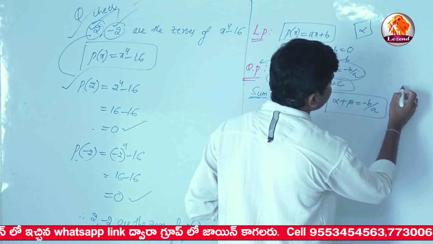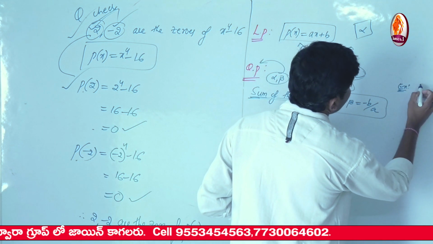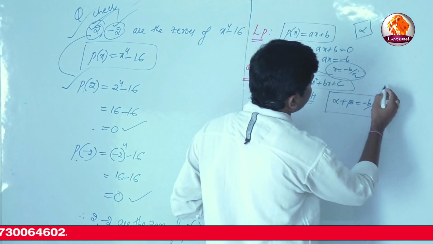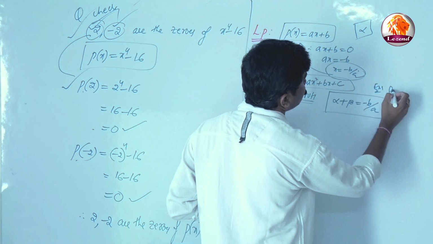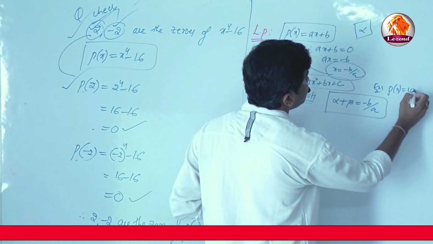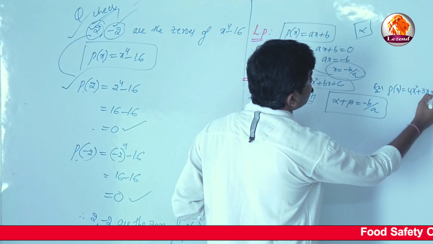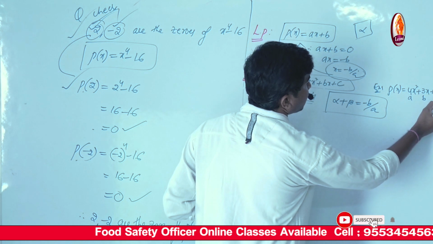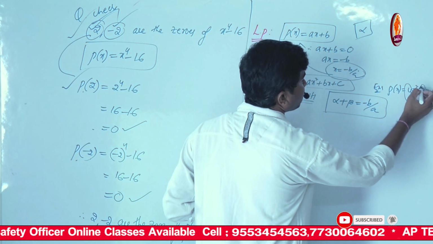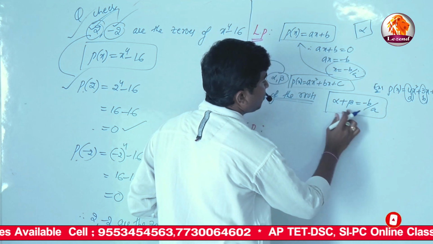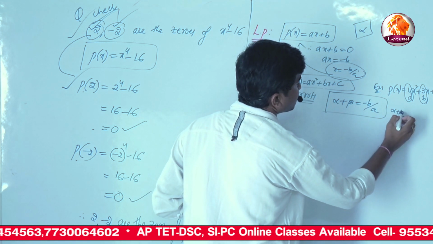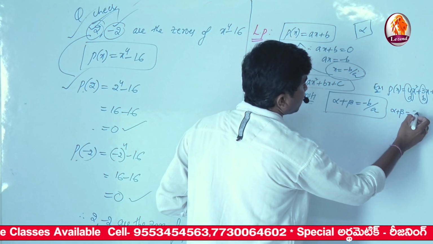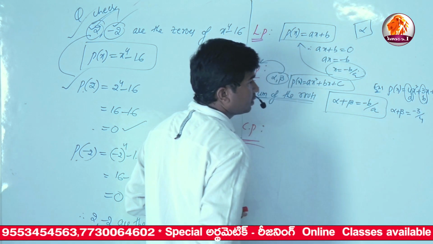For example, take p of x is equal to 4x square plus 3x plus 5. In this case, a value is 4, b value is 3, c value is 5. Alpha plus beta is equal to minus b by a, so minus as it is, b value is 3, a value is 4, minus 3 by 4.